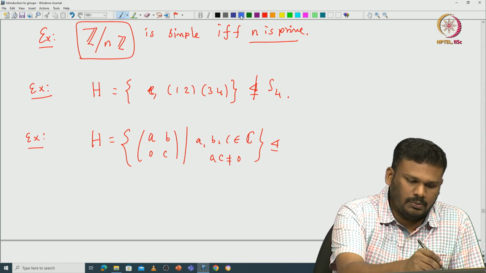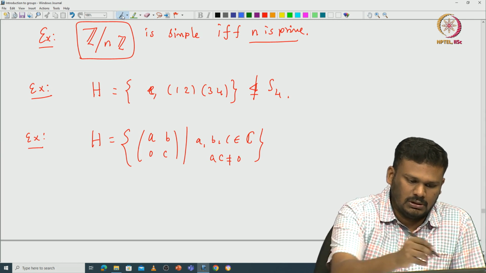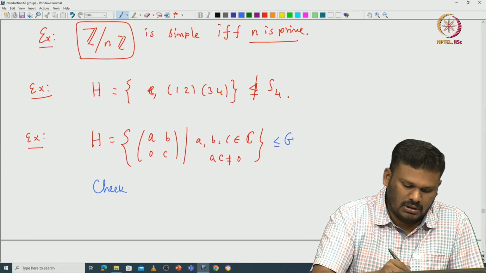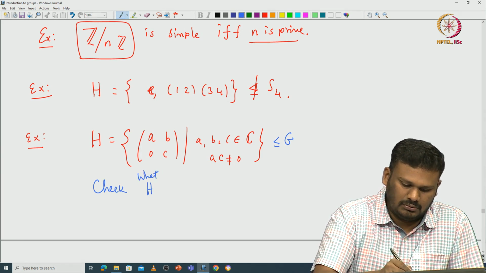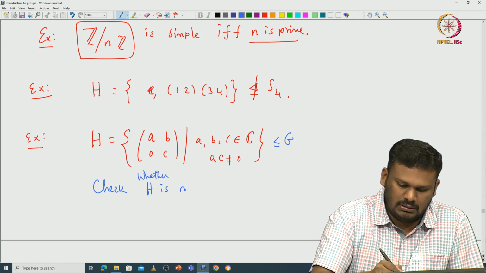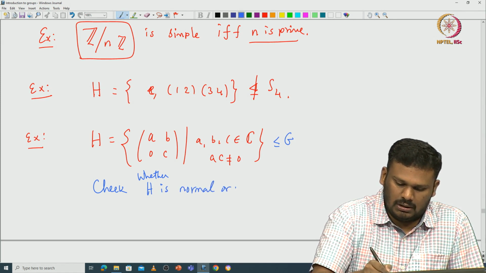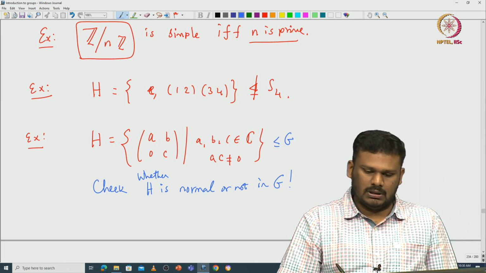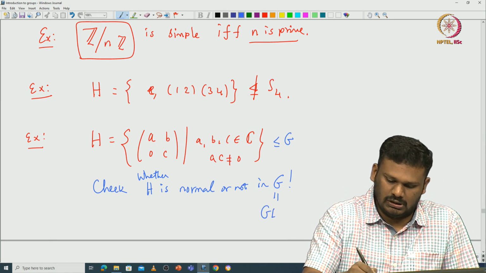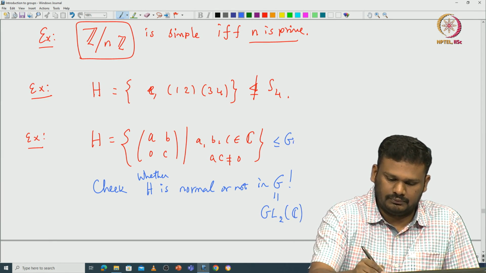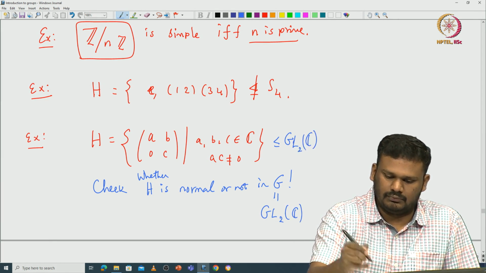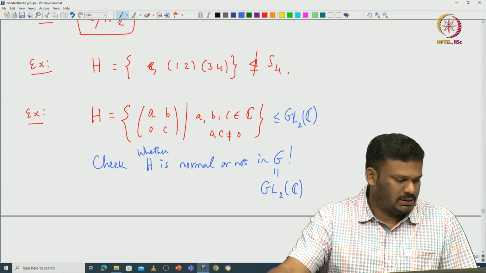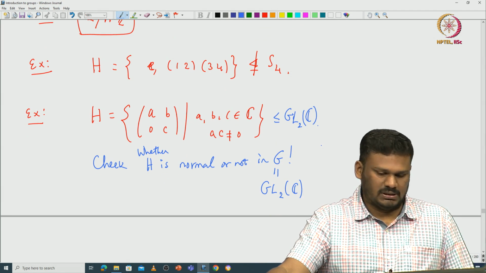This is a subgroup, that is clear. Let me just leave it to you to check whether H is normal in G. What is G? G is GL2C. So this is all about some properties of normal subgroups.